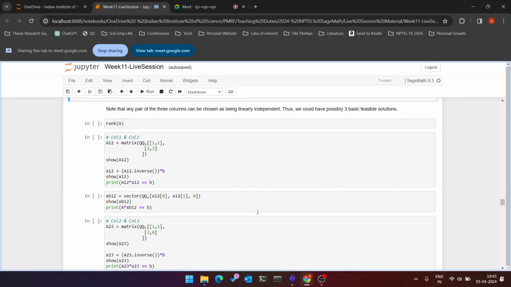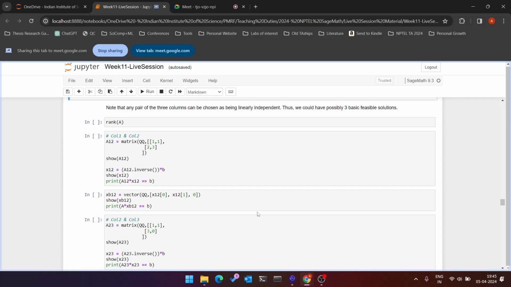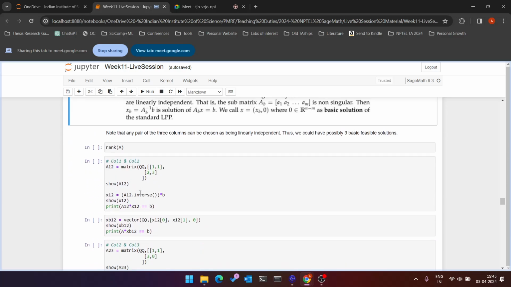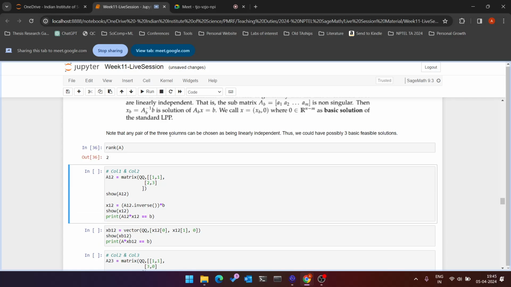So we can choose any pair of the three columns of A that we have here, and you can see that the first and second column, second and third column, as well as the first and third column, all three pairs are linearly independent. Before we proceed, rank of A is 2, just to check this is valid.